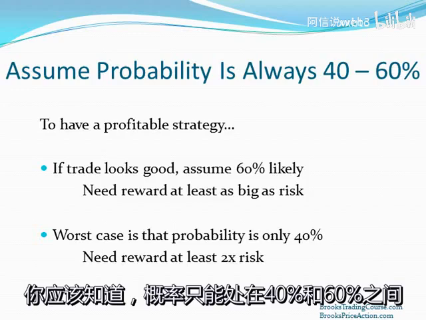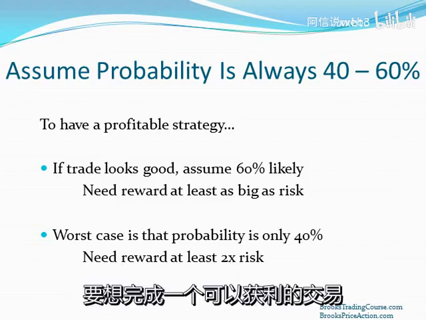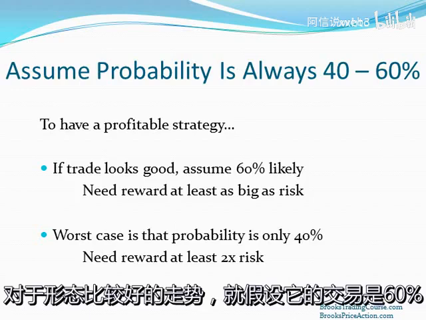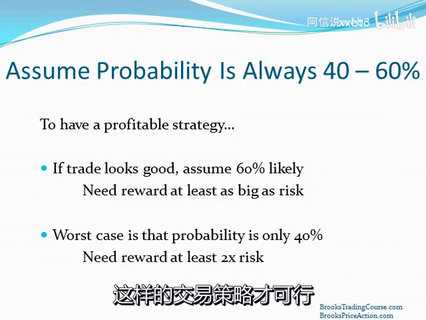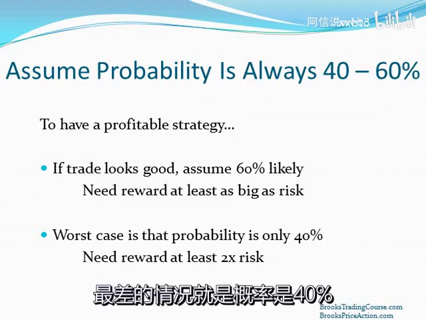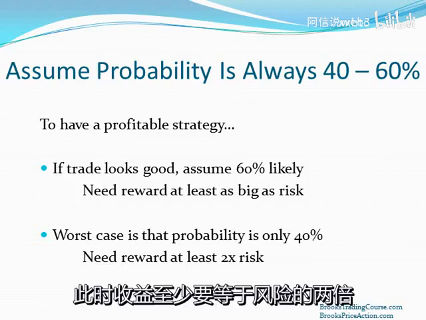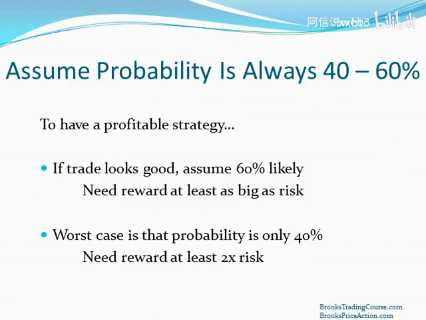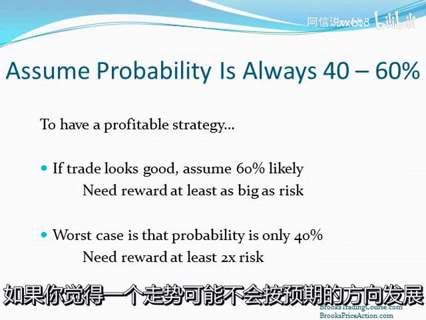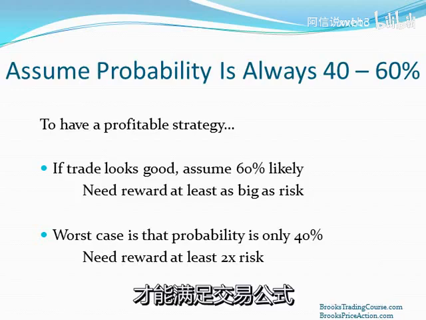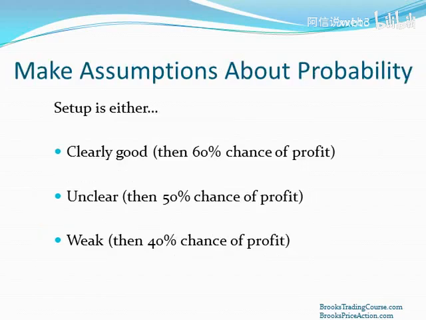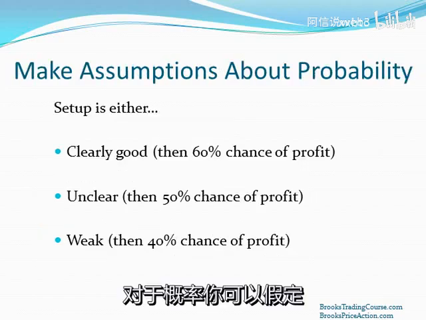You should always assume that the probability is between 40 and 60%. To have a profitable strategy, when a trade looks good, you assume it's 60% likely of being successful. When that's the case, you need a reward at least as big as the risk. Worst case is the probability is only 40%, and then you need a reward at least twice as big as your risk. So if you look at a setup and say, yeah, it's a setup, but I don't think it's going to work, then you need a reward twice as big as your risk at a minimum to have a positive trader's equation.